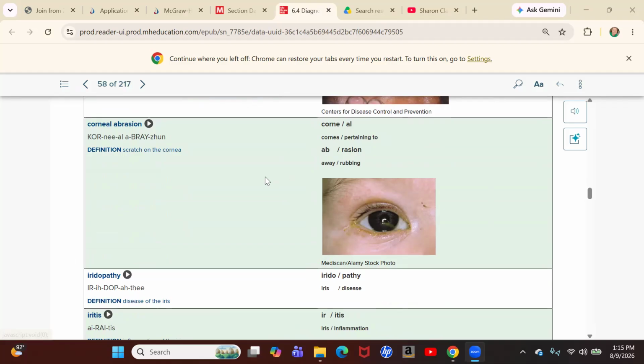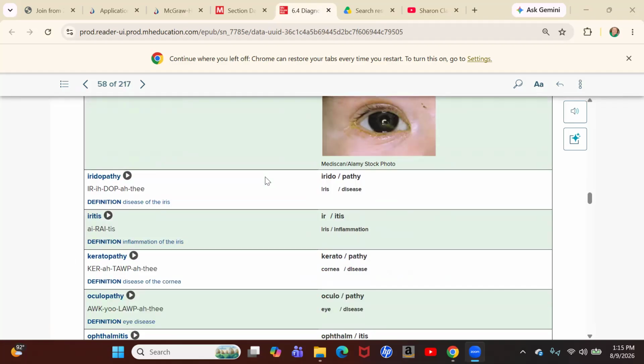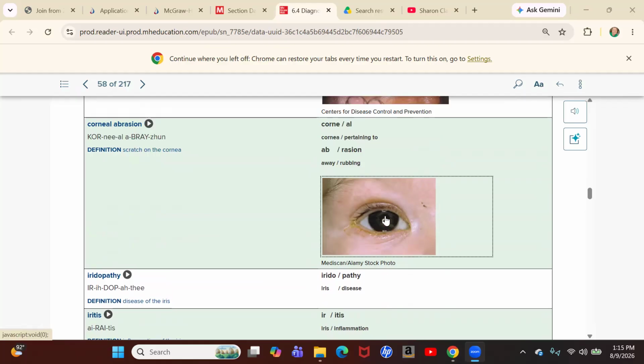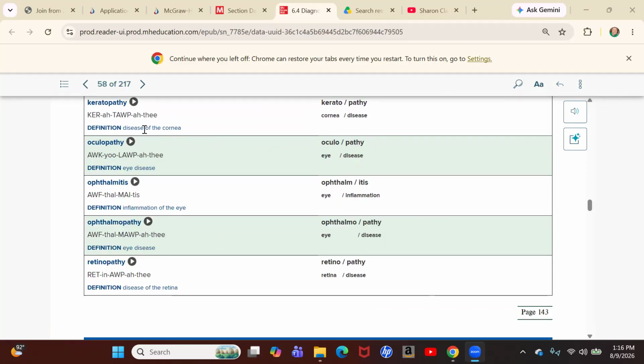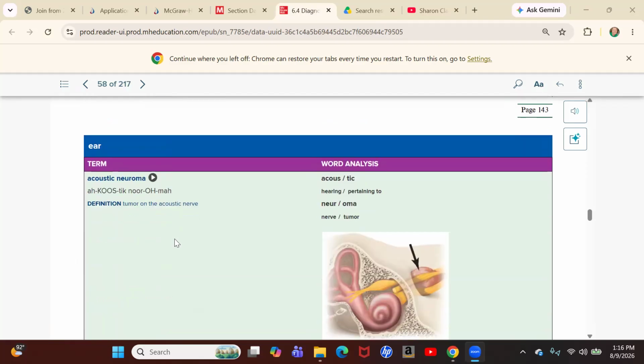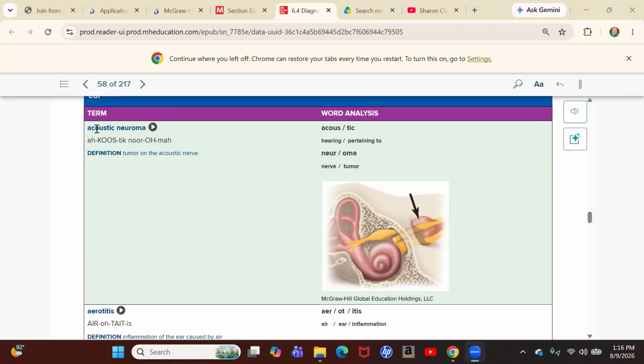Corneal abrasion, this is where you get a scrape or a scratch on your cornea. It can be very painful due to some kind of impact with the sclera or the cornea, or something going wrong with your contact lenses. Oculopathy, any real kind of eye disease. So kind of a generic term here, pathy meaning disease, oculo meaning eye. Most of these are pretty straightforward once you know the word parts.